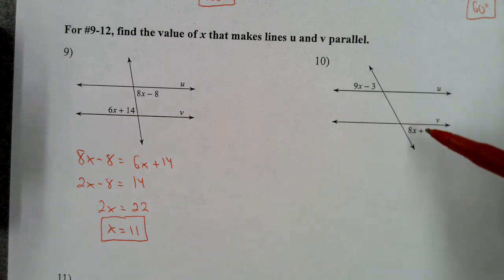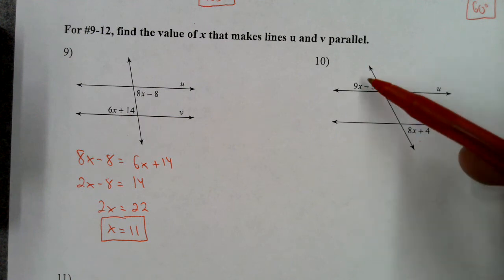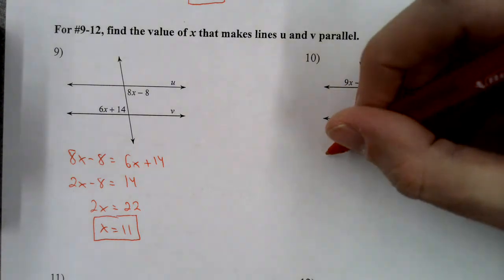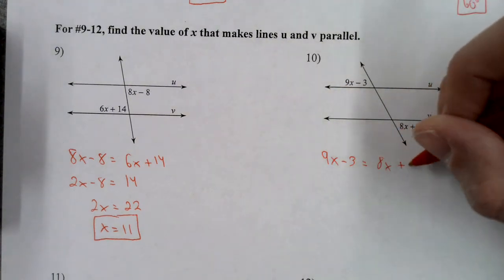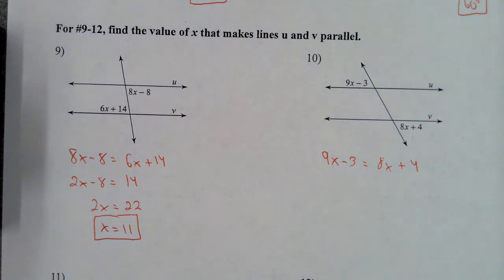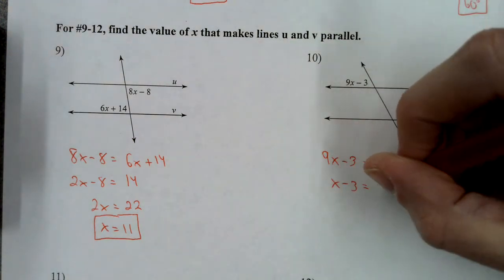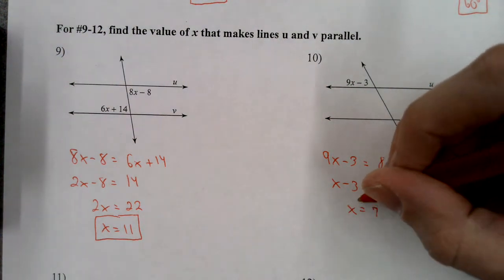Okay, number 10. These are alternate exterior angles. So if they are congruent, then lines U and V are parallel. So set them equal to each other and solve. Subtract 8x on each side. X minus 3 equals 4. Add 3 to each side. X equals 7.